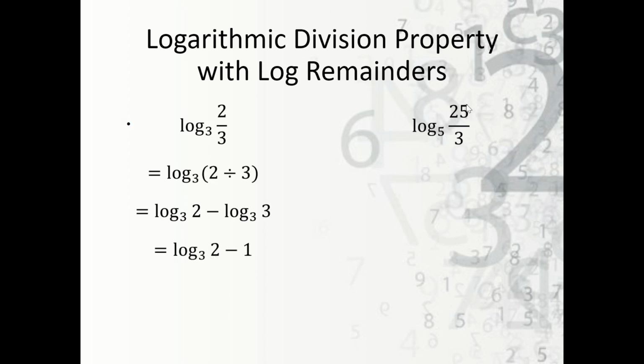Now this one, log base 5 of 25 over 3. We can take this and say log base 5 of 25 divided by 3. And then we can break this up. So this is log base 5 of 25 minus log base 5 of 3. Well, this first part, we can look at 5 to what power equals 25? Well, 5 to the second power equals 25. So this is 2. And we can't multiply 5 times itself any number of times to get 3, so we just leave that part as is. So this becomes 2 minus log base 5 of 3.